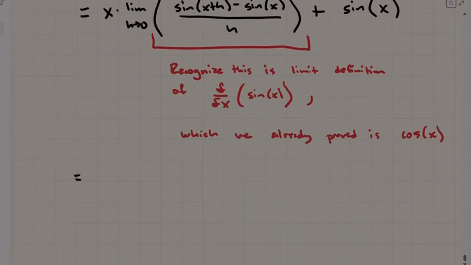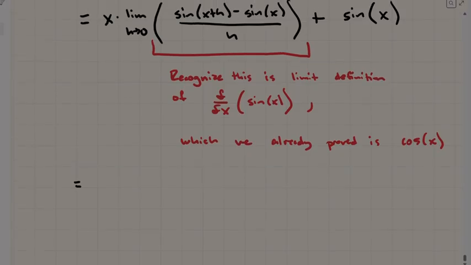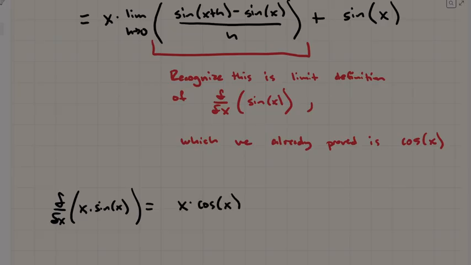Scroll up or rewind. And so then that whole limit term just represents the derivative of sine of x, which is equal to cosine of x. So then what that's saying is the derivative of x times sine x equals x times cosine x plus sine x.